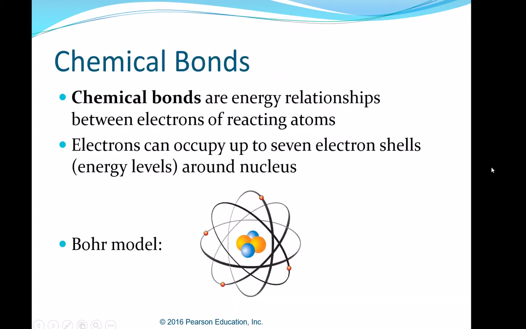First, let's start off with just what a chemical bond is. Essentially, it's an energy relationship. It's electrons of nearby atoms reacting with one another. And let's go back to our Bohr model again, where we have our central nucleus, and then we have all of these kind of clouds of electrons around the central nucleus.